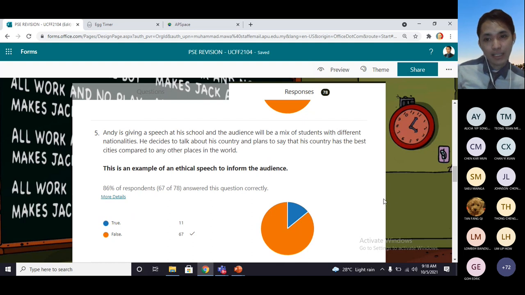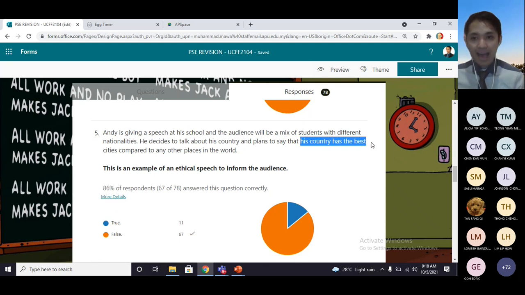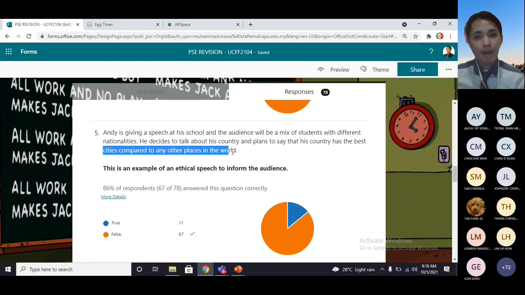Okay, the next one, a lot of people got it wrong as well here. 11 of you got it wrong. So here we are going to focus on a certain part of this statement. Andy is giving a speech at his school, and the audience will be a mix of students with different nationalities. He decides to talk about his country and plans to say that his country has the best cities compared to any other places in the world. This is an example of an ethical speech to inform the audience.